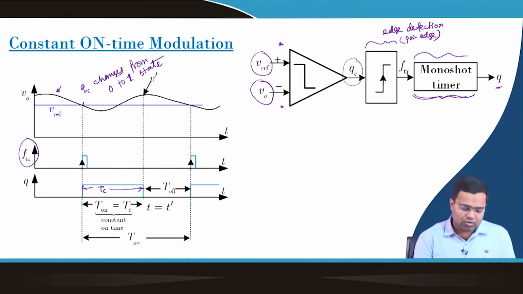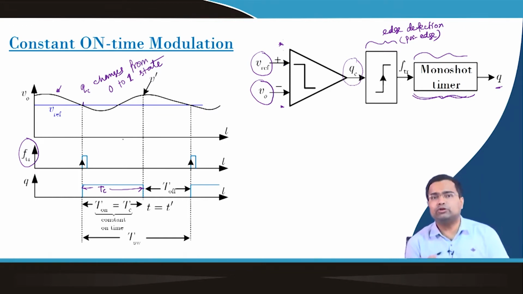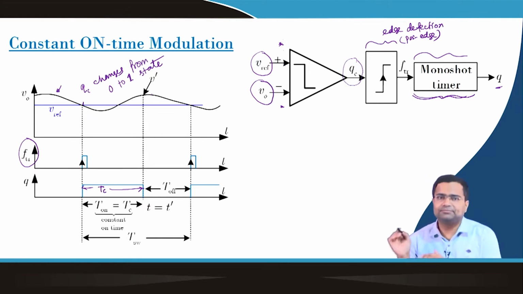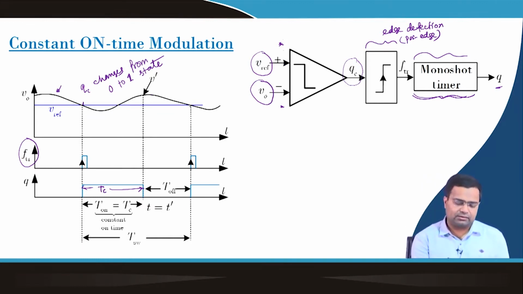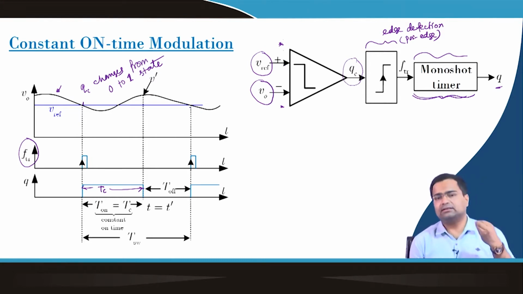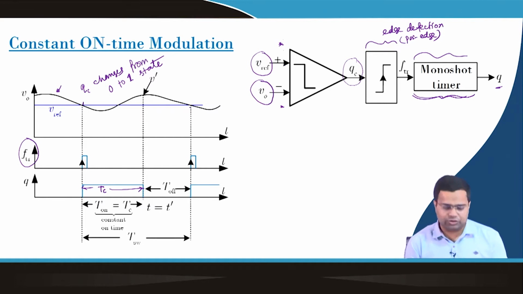That means, as long as the switch is on, the output voltage rises and goes above the reference voltage. Whenever the switch turns off, the voltage starts falling, and when it comes below the reference voltage, the trigger pulse again detects a positive edge and activates the monoshot timer.